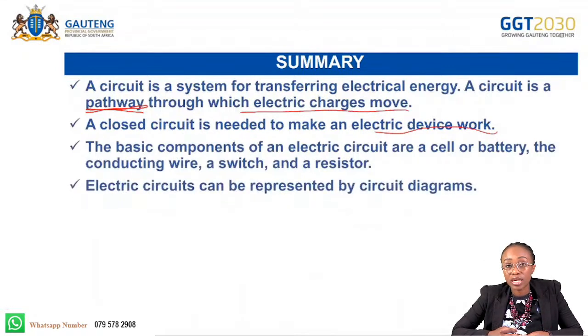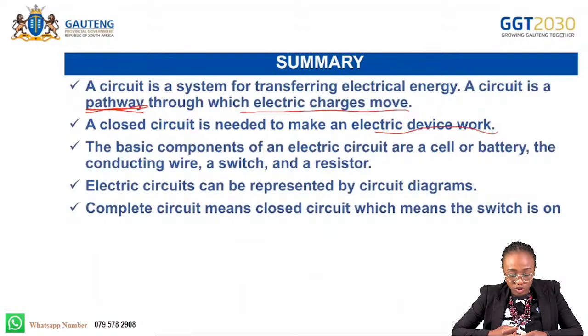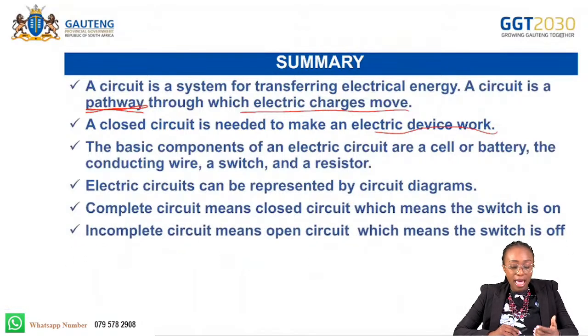Electric circuits can be represented by circuit diagrams. As you saw, we had quite a number of diagrams that help us to better understand everything about circuits and current electricity. So we can represent them in diagrams. What does a complete circuit mean? A complete circuit means closed circuit, which means the switch is on. An incomplete circuit means open circuit, which means the switch is off.